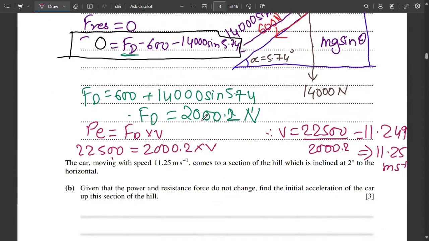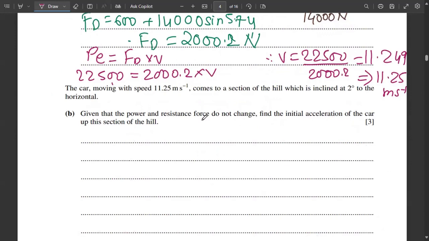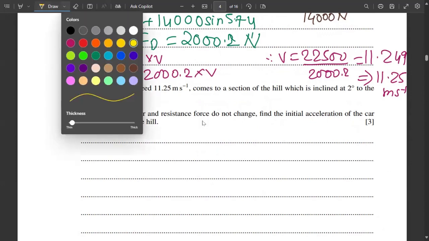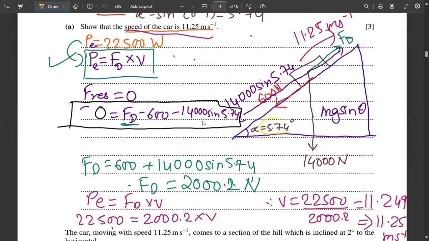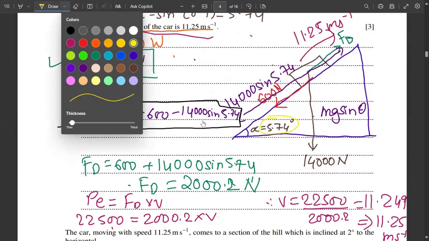Next question. The car is moving with a speed of 11.25 meter per second. Okay, we know that. It comes to a section of hill which is inclined at an angle of 2 degree to the horizontal. So that means initially the inclination was 5.74. Now the angle has changed and the question has become new. So we'll make a diagram again.